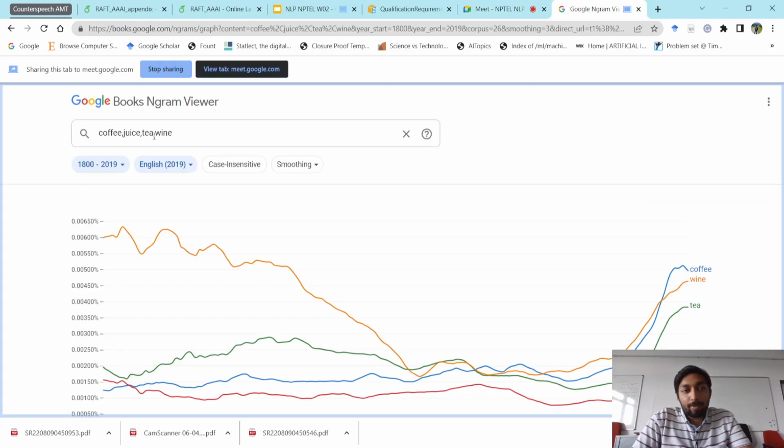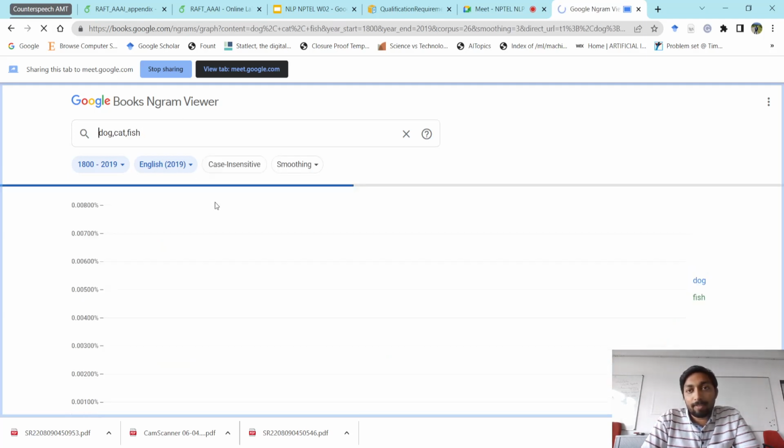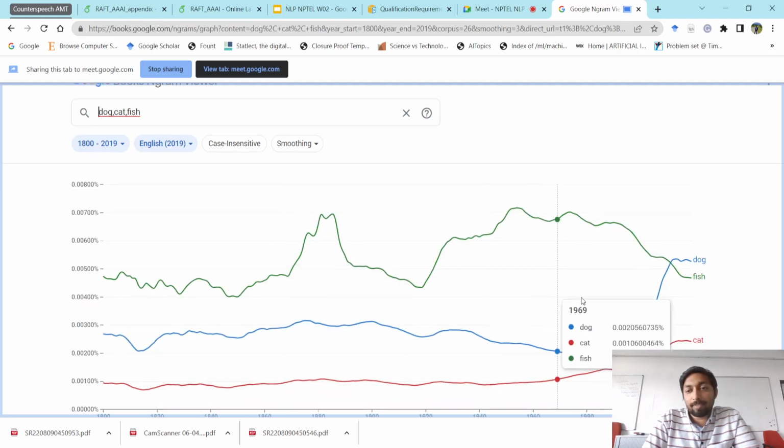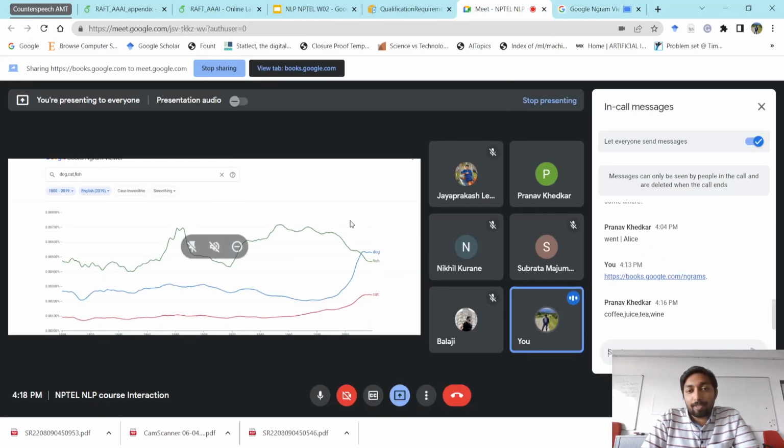Share this tab. So what is your prediction? Maybe dog should be at the highest. Okay, let us see. Yeah, dog at the highest, then fish and then cat. Interesting. Anyone else with any other suggestions? Otherwise we will go ahead.